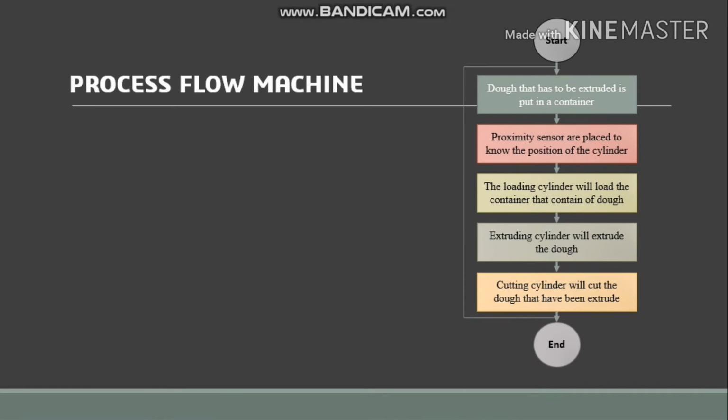So we now know the list of components that we use in this project. We continue with the process flow of the machine. Mainly, there are three components used in this system, which are the loading cylinder, the extruding cylinder, and the punching cylinder. So let's see the process flow.